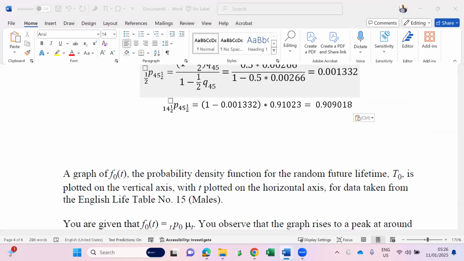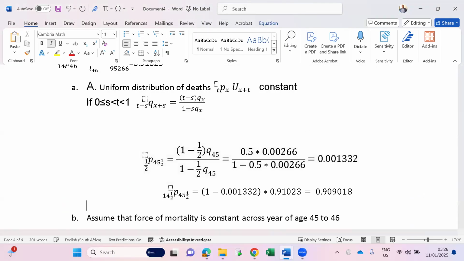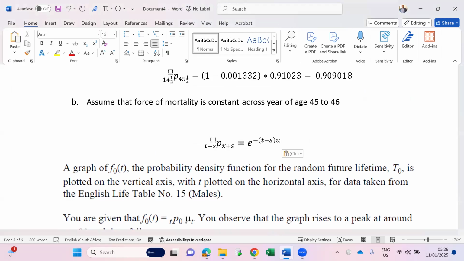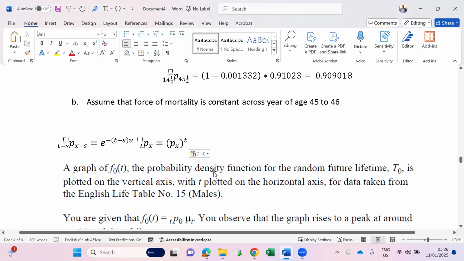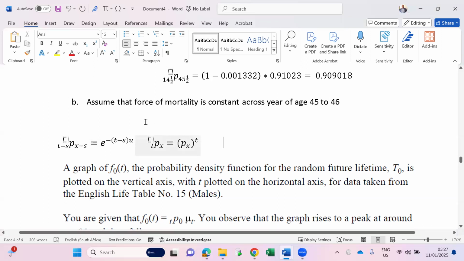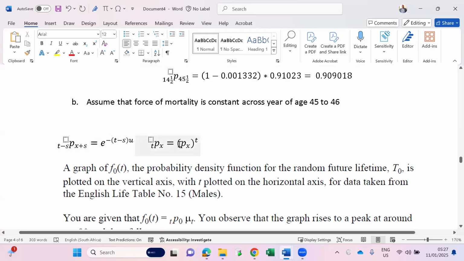Then the second part of this is that we assume a constant force of mortality over the years. So the first part, right, is to calculate the force of mortality. There are two formulas that we have. We have that formula for force of mortality, and that's the formula for constant force of mortality. We would have to use this first one and the second one, and those basically would be equal.